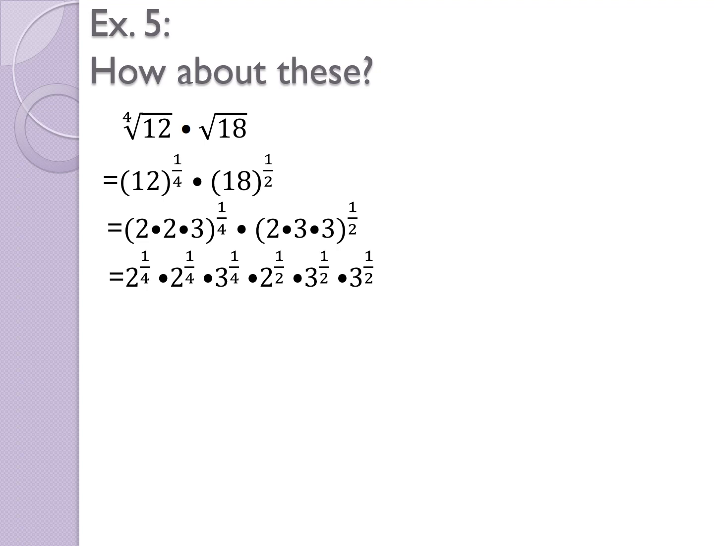Now, what I'm going to do on my next step is I'm going to combine, because remember, multiplication is commutative, meaning 2 times 3 is the same as 3 times 2. The order of the multiplication does not matter. So I am going to put all my 2's together, and I'm going to put all my 3's together.